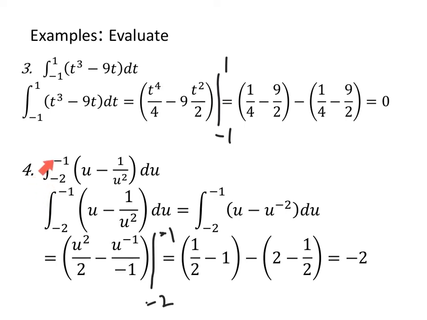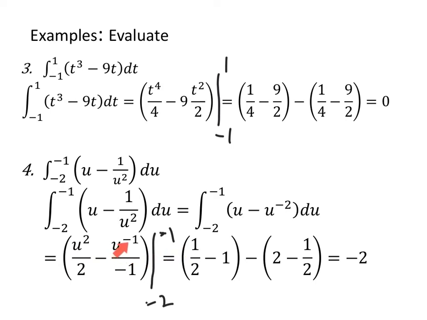The integral from -2 to -1 of u minus 1 over u squared. Well, the first thing I'm going to do is rewrite 1 over u squared as u to the -2. So the integral of u is u squared over 2, the minus sign. Integral of u to the -2 is u to the -1 over -1. Remembering antiderivatives, we add 1 to our exponent. This is evaluated from -2 to -1. So when I input a -1, -1 squared is 1.